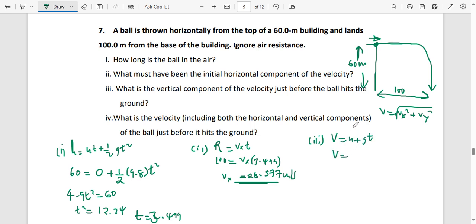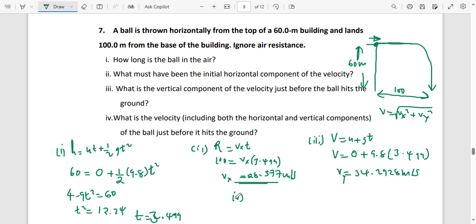Final velocity. The initial velocity in the y was 0. g is 9.8. The time of flight is 3.499. Therefore, v is going to be 34.2928 meters per second. This is in the y.